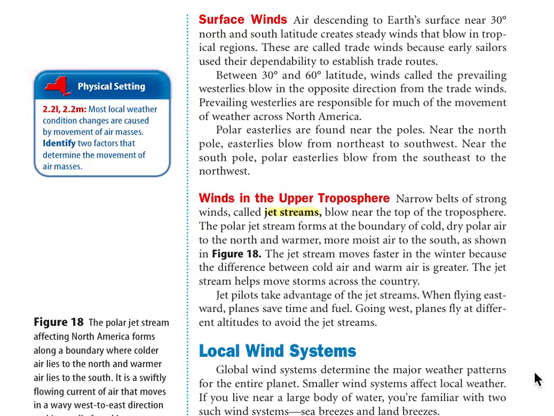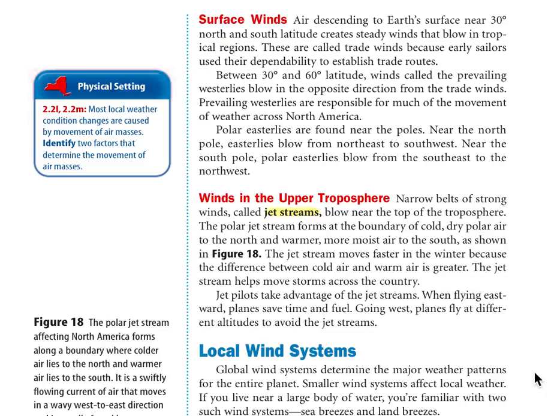Prevailing westerlies are responsible for much of the movement of weather across North America. Polar easterlies are found near the poles. Near the North Pole, easterlies blow from northeast to southwest. Near the South Pole, polar easterlies blow from the southeast to the northwest.